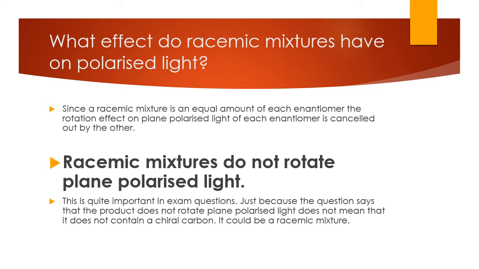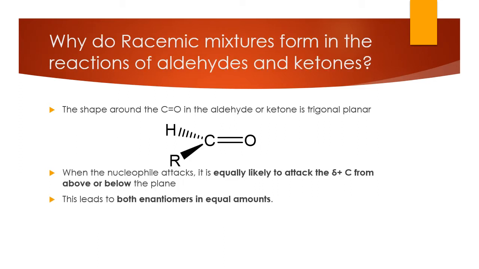So this is really important in exam questions because sometimes the exam questions try to catch you out by saying that the product doesn't rotate light. That often leads you to think, oh, then the product can't contain a chiral centre. But you have to remember that it could contain a chiral centre but just be racemic if the way that it's formed has allowed a racemic mixture to form. So you need to be able to explain to the examiner why you're going to get this racemic mixture in the reactions of aldehydes and ketones.